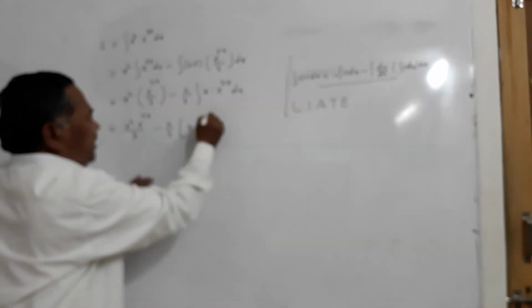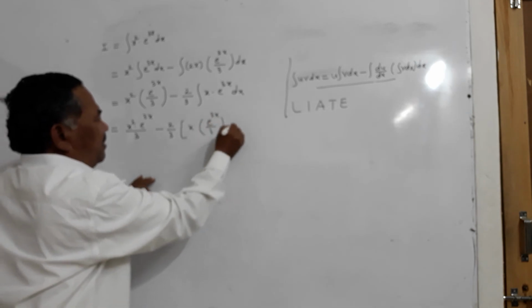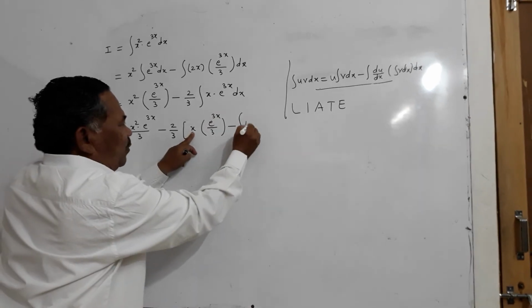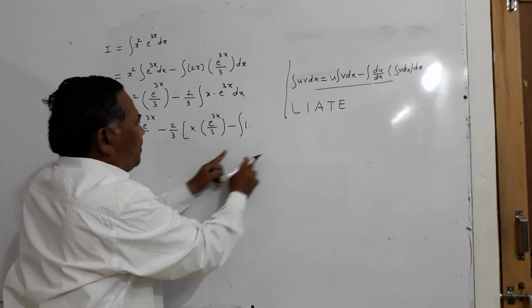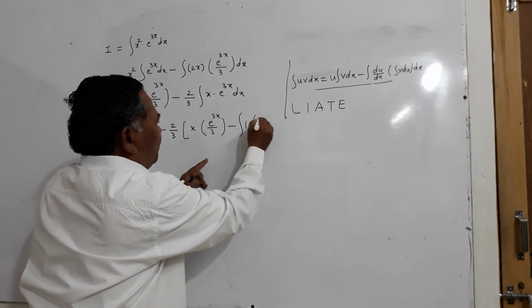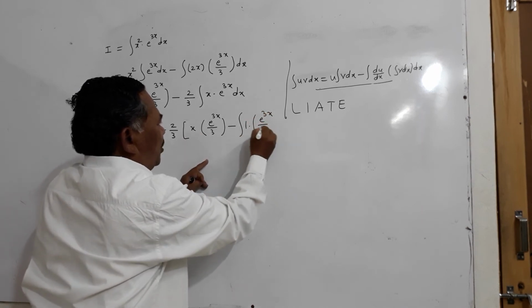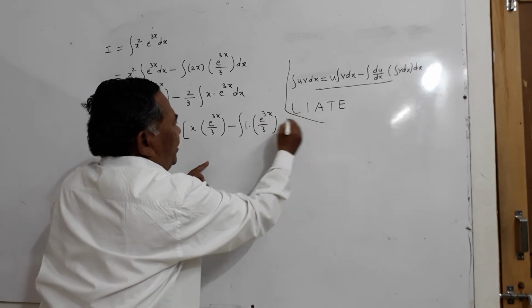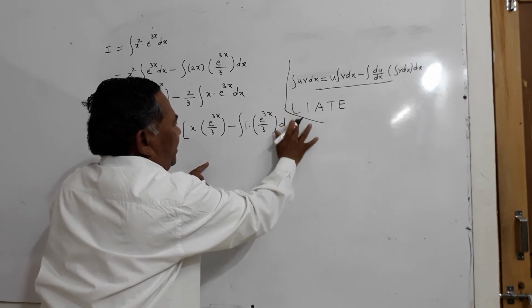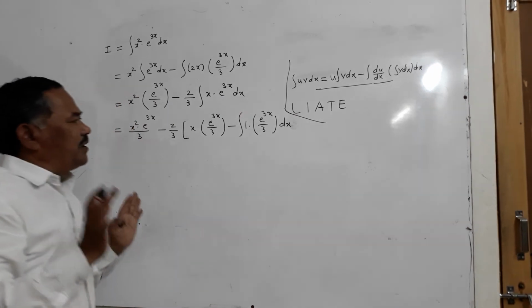What is its integral? e raised to 3x divided by 3. Then minus, in the integral, its derivative 1. Again here the same part we have to write down. Therefore the same part means e raised to 3x upon 3 and into dx. Remember carefully in your mind, into dx. In this manner we evaluate.